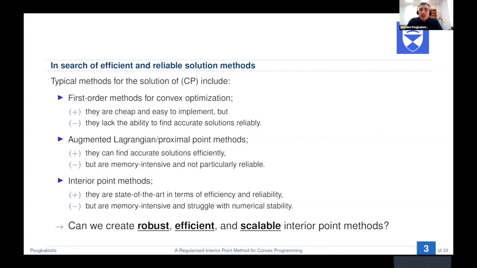So during my PhD, the idea was to create a robust, efficient, and scalable interior point method. And anyone that has worked on optimization would immediately observe that these three objectives are actually conflicting. Because, for example, if you have a very efficient interior point method that is polynomially convergent, you most likely need to utilize second-order information, which means that the method is not going to be very scalable. And on the other hand, if you create, let's say, a first-order type interior point method, then the method might be scalable, but not efficient or robust. So we have to strike a great balance between these three objectives.